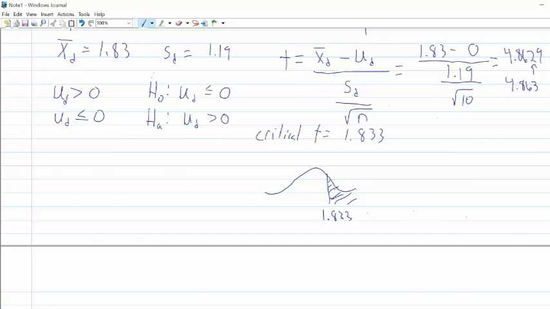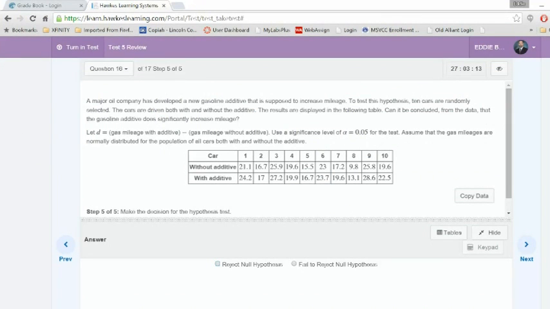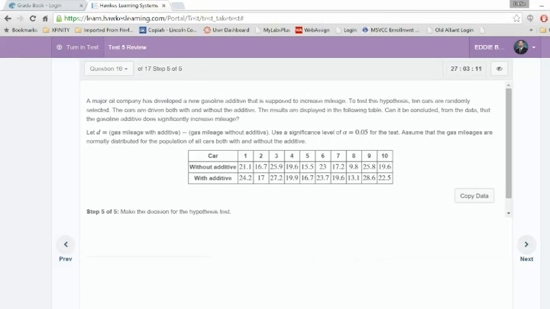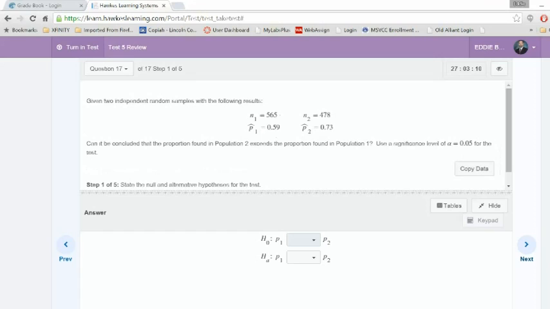Our test statistic was 4.863. So that is most definitely greater than 1.833. So we will reject the null hypothesis. So reject.